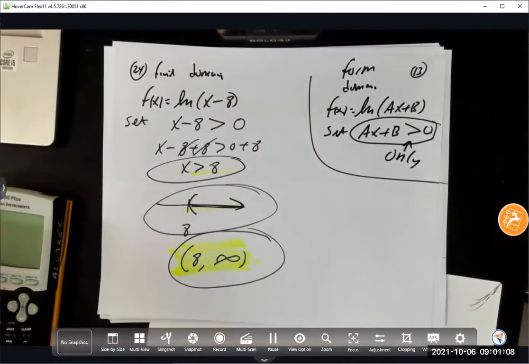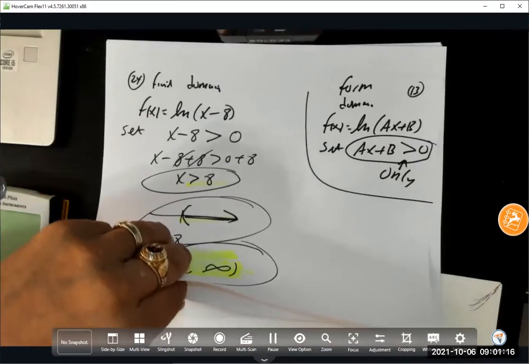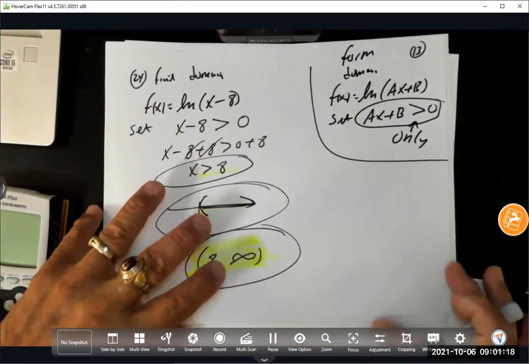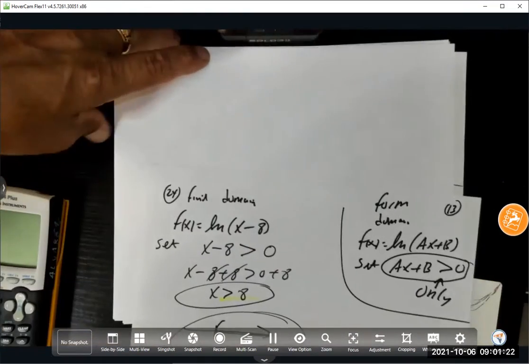Let me do 24 again. Same problem, I'm just gonna change the numbers. You ready? Can I change the numbers? Yes, sir. Let's do it again. All right, 14. Right here.